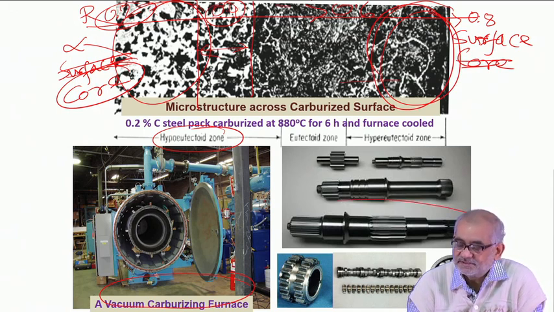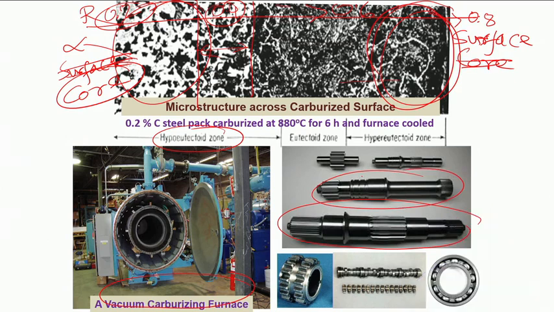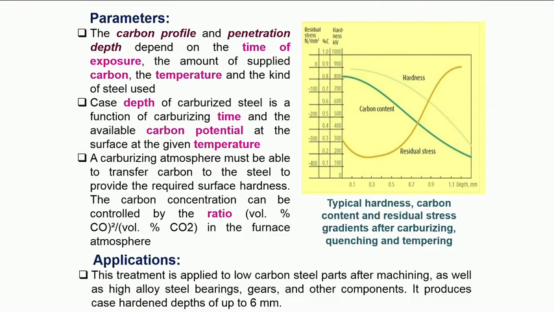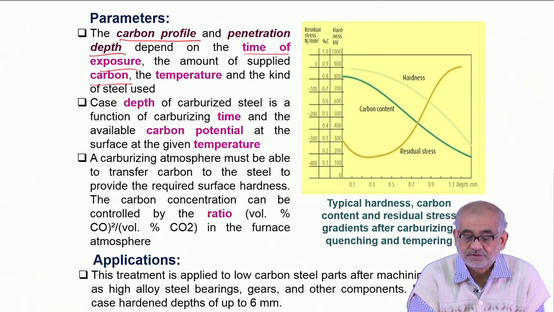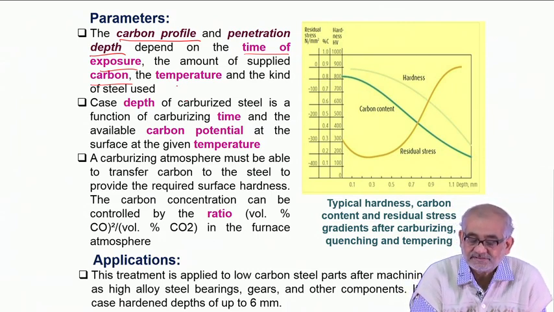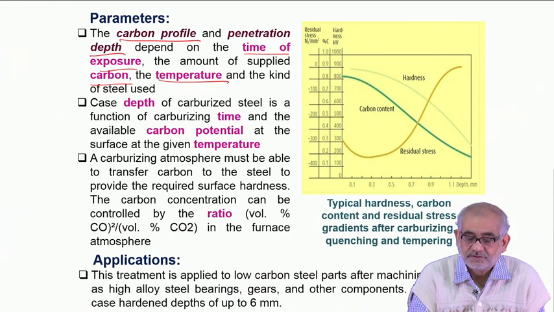talking about. And these are the typical components which are subjected to such carburizing treatments. So, it can be a long shaft, a cam shaft or gear wheel or a ball bearing assembly and so on and so forth. So, the carbon profile and the penetration depth, they will depend upon the time of exposure, the carbon activity in the environment, which can be solid or solid converted into gas, and the temperature that we employ. Of course, the base composition of the steel is also important.